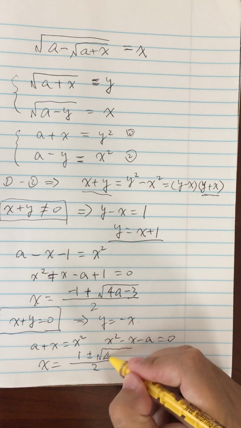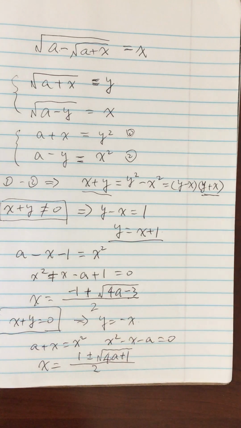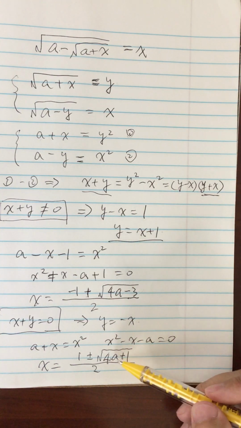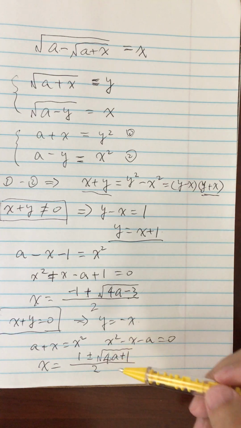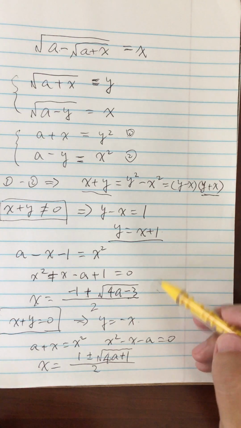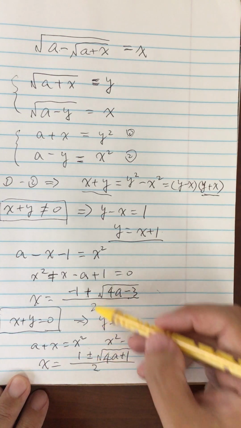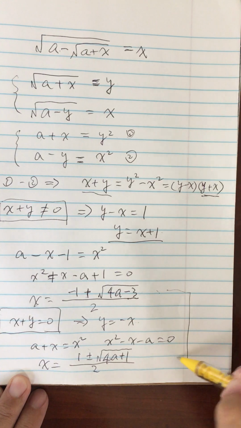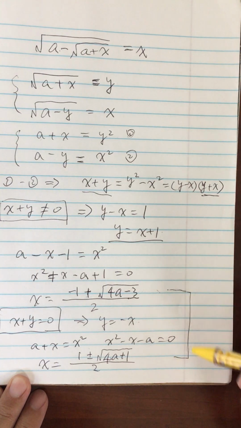It's going to be the square root of 4a plus 1. Again, depending upon the value of a, we could have no real solutions. We have to look at the actual value of a in order to use those methods. So now we have two solutions over here, one solution over there, so we have three solutions for this strange looking equation.